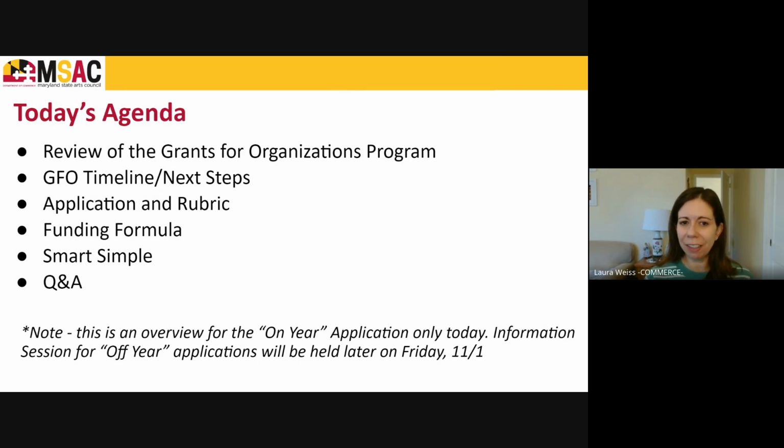What we're focused on here is the GFO program. So we're going to start with just a little review of what the GFO program is and also walk through what the GFO timeline is and the next steps that you can expect over the coming months. We're also going to do a quick review of the application and the scoring rubric, and also talk about the funding formula that is utilized in the GFO program. And then we'll just have a quick little review of Smart Simple in case that is new to you. And hopefully we will have some time for some questions and answers at the end.